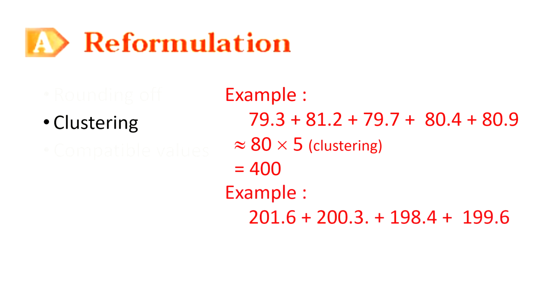Another example. Okay, this time we find that those 4 numbers are close to 200. So when we find out that if the numbers are very close to the same value, then we can use clustering as the estimation strategy. So what we get is 800.